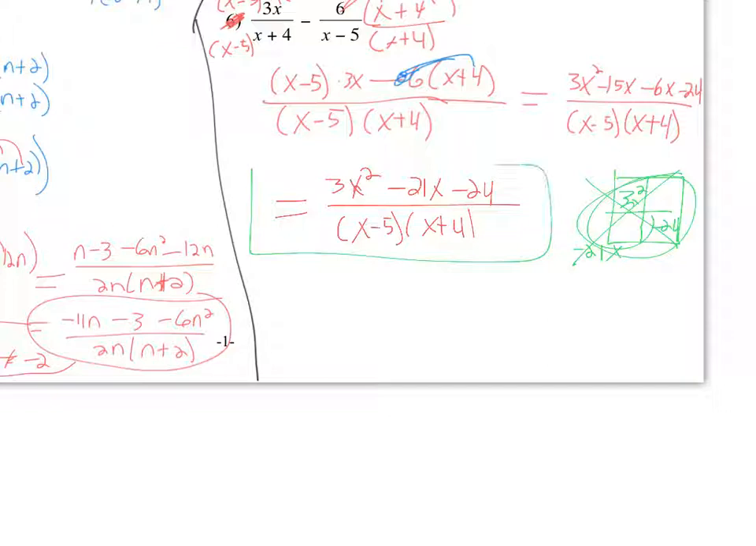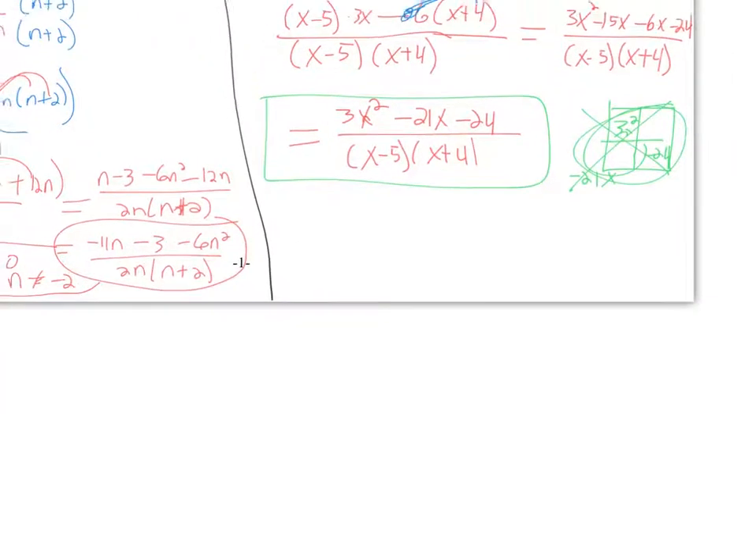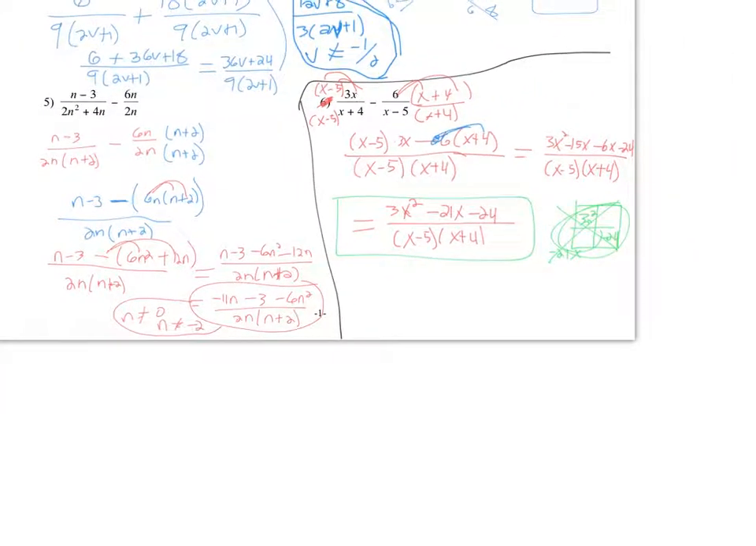This is our final answer. We've got to get rid of the two values that make the denominator 0, so we have to say x can't be 5 and x can't be negative 4. X can't be 5 and x can't be negative 4, and so that's also a part of our answer.